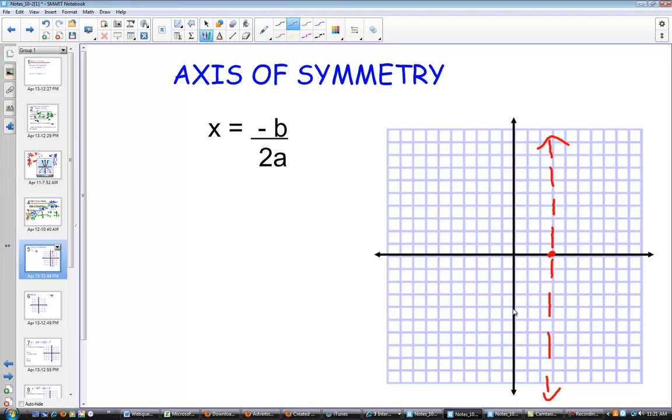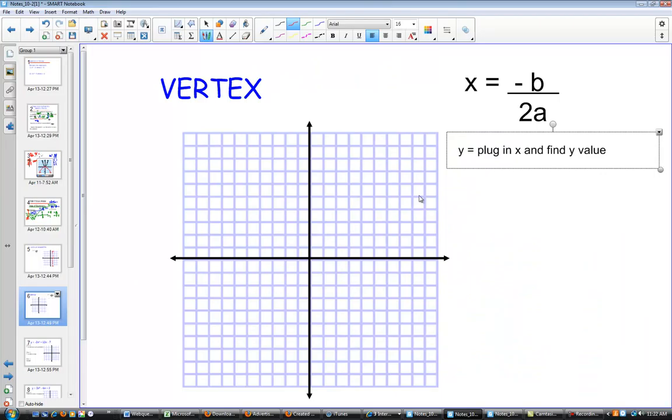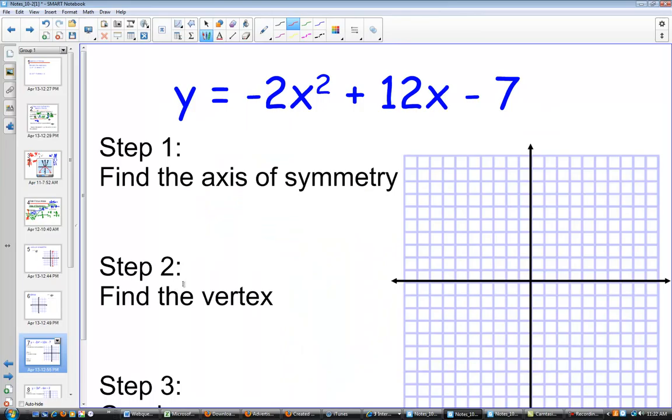Axis of symmetry, remember, is going to be a vertical line. That is the equation of it. The vertex: you use that same equation to find the x value, then you plug that x value into the equation to find the y value. So we're going to do this.